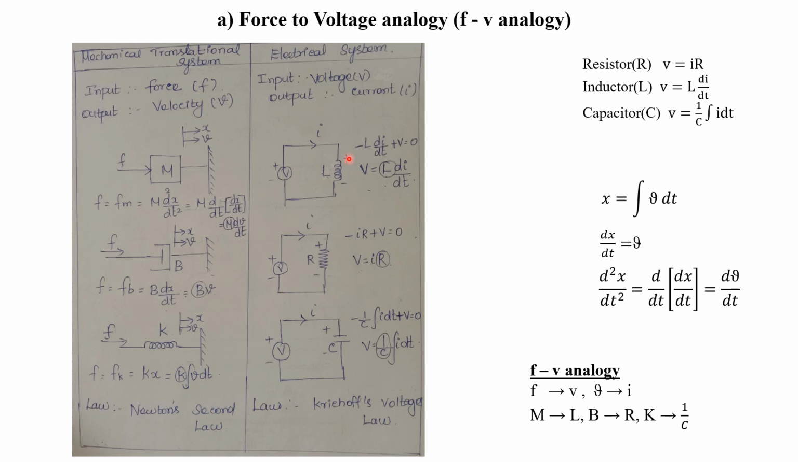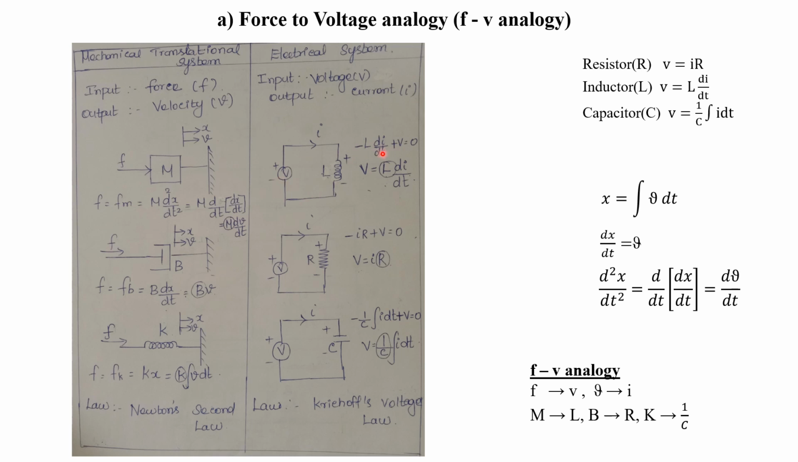What's the voltage drop across the inductor L? Listen here. The voltage drop across the inductor L will be L into di by dt. Since this is going from plus to minus, we have to write it as minus L into di by dt. Then here it is minus to plus, so we have to write it as plus.